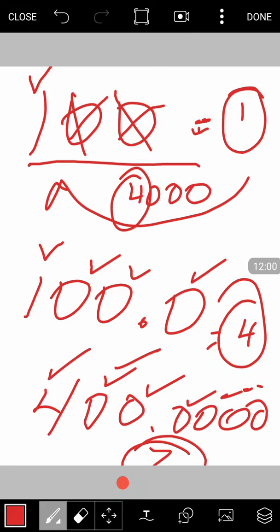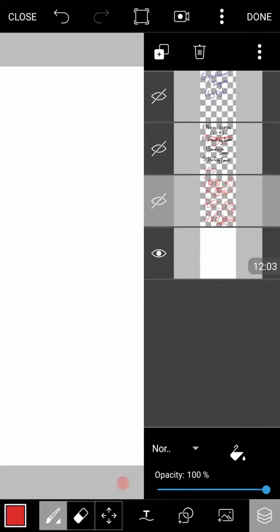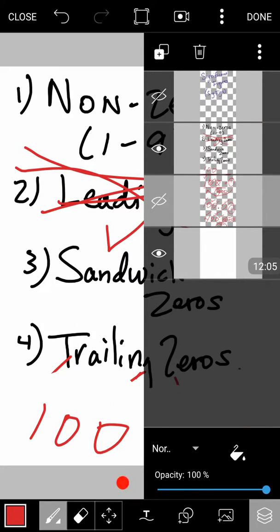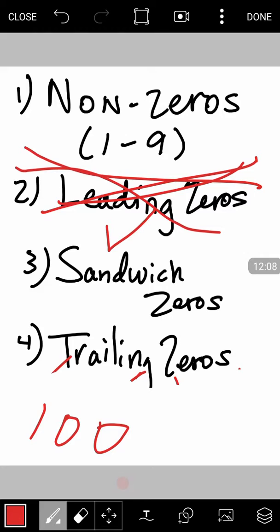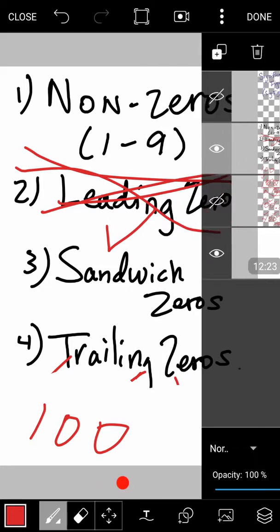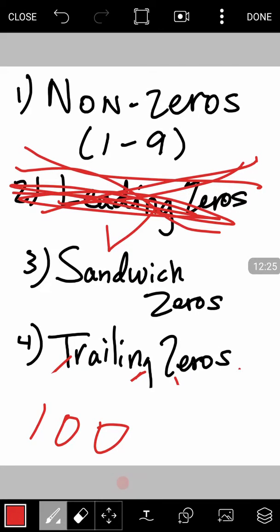Okay? So you have 4 situations. Do you have a non-zero? If you have a number between 1 and 9, that's a 1, 2, 3, 4, 5, 6, 7, 8, or 9. They are important always and forever. If you have a 0 leading the front, they're never important. We don't care about you. If you are a 0 stuck in between some stuff that's important, then that makes you important too. If you are a 0 at the back, you're only important if there's a decimal.